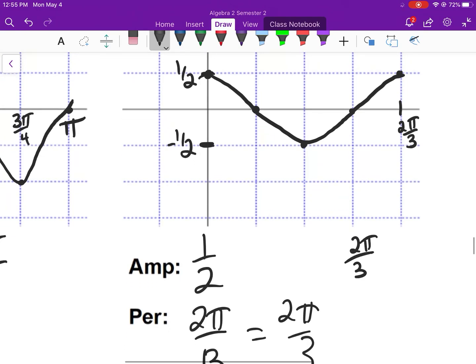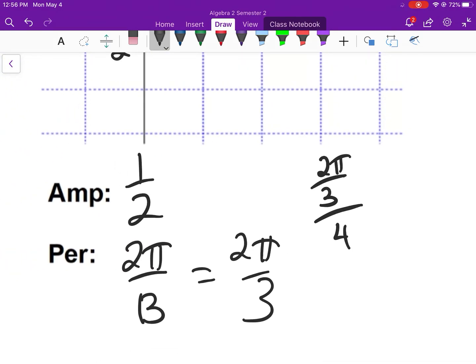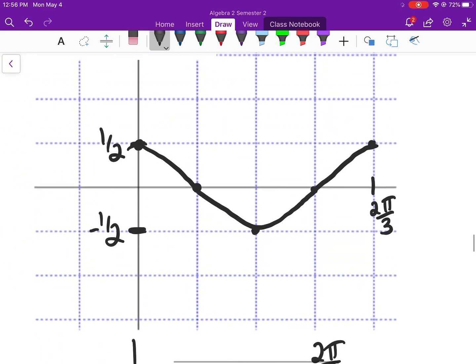Okay, so then 2 pi over 3, we need to divide that by 4. Okay, 2 pi over 3 divided by 4. So again, we're dealing with fractions here, so multiply by the reciprocal. So we got 2 pi over 3 times 1/4. So then we got 2 pi over 12, just multiplying straight across, or pi over 6.